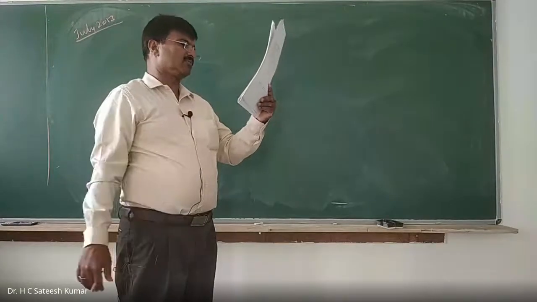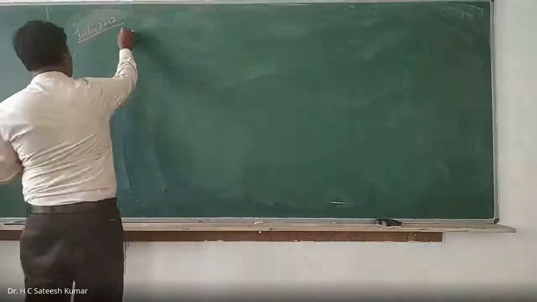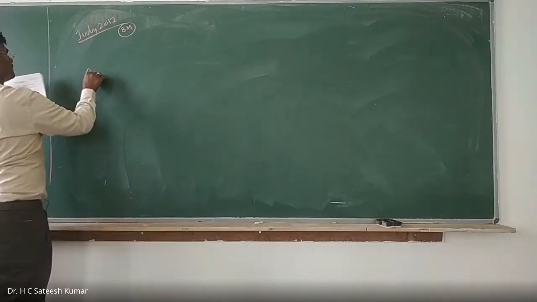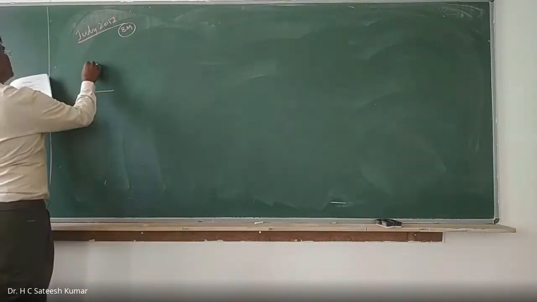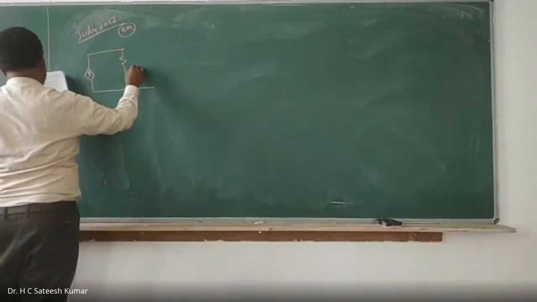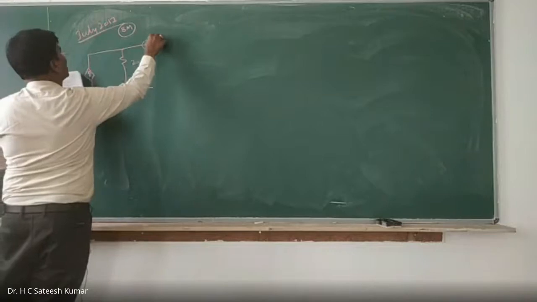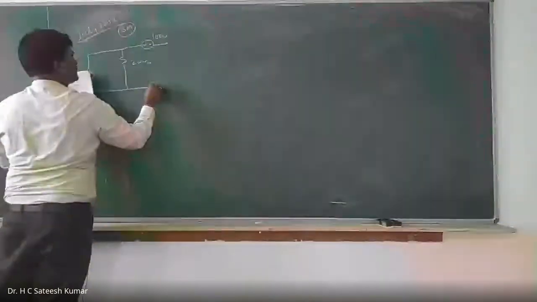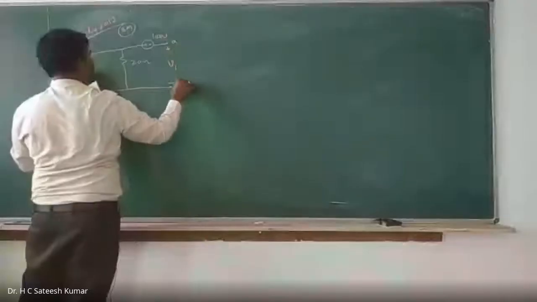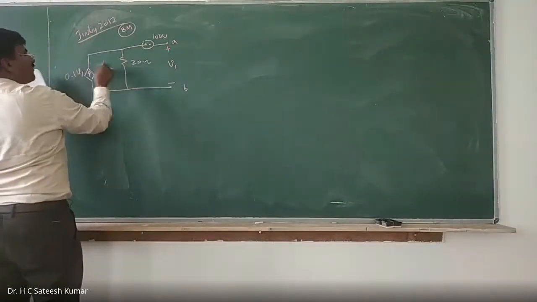Thevenin's and Norton's. Obtain the Thevenin's equivalent circuit for the figure shown, 8 marks. Similar to the last one, a small twist is there. Here there is a dependent current source. The circuit is very simple: only one resistor, one current source, one voltage source. 20 ohm, plus minus 100 volts. This is open circuited, and this voltage we call V1, across A and B, and the dependent source is 0.1 V1. This dependent source depends upon the open circuit voltage once again.